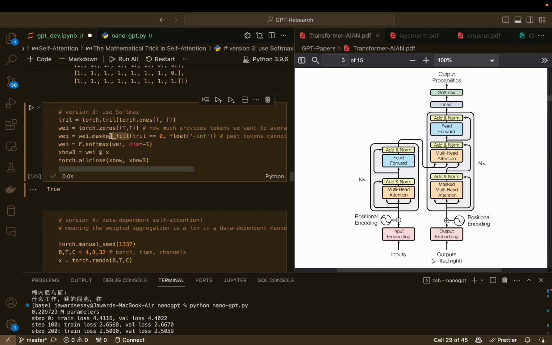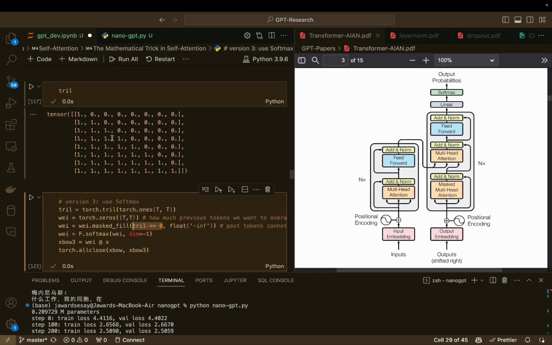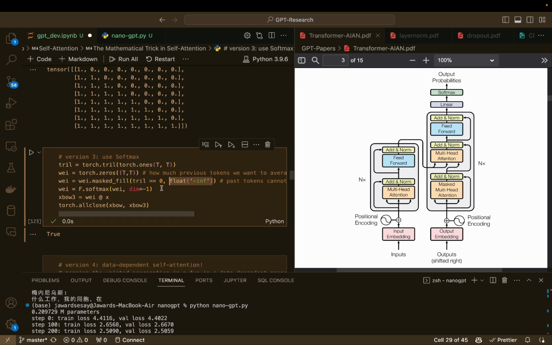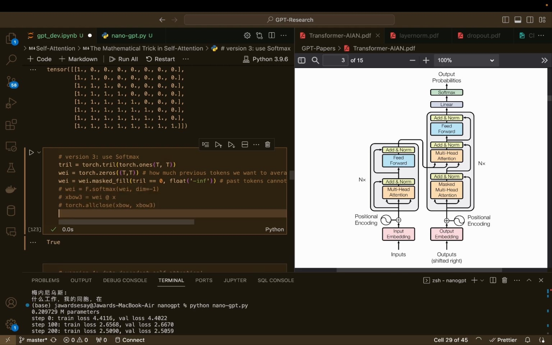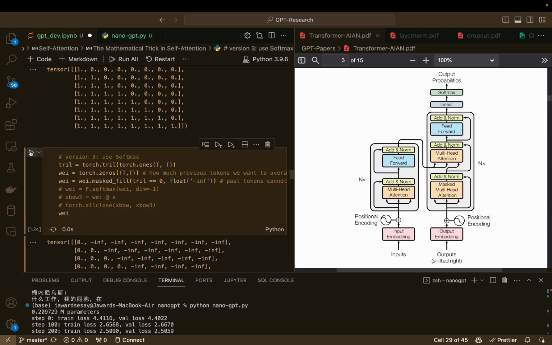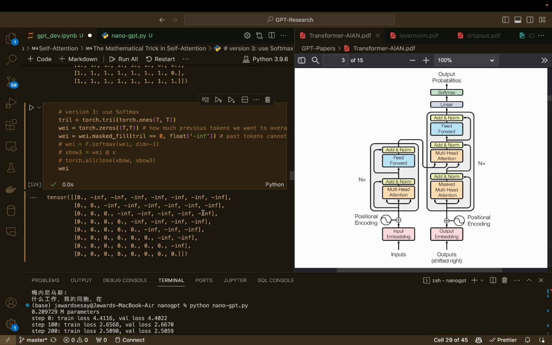Third version, he introduced a new method to prevent the past tokens from talking to future tokens. It's called masked_fill. What this method is basically doing is saying for all the elements where tril is equal to 0, that is, for example, the upper parts of the diagonal here after we've done tril on the tensor, we want to replace those 0 values with negative infinity. If we want to see it in action, we say wei, and then we can see here, for example, all the zeros in the upper part of the diagonal are now negative infinity.